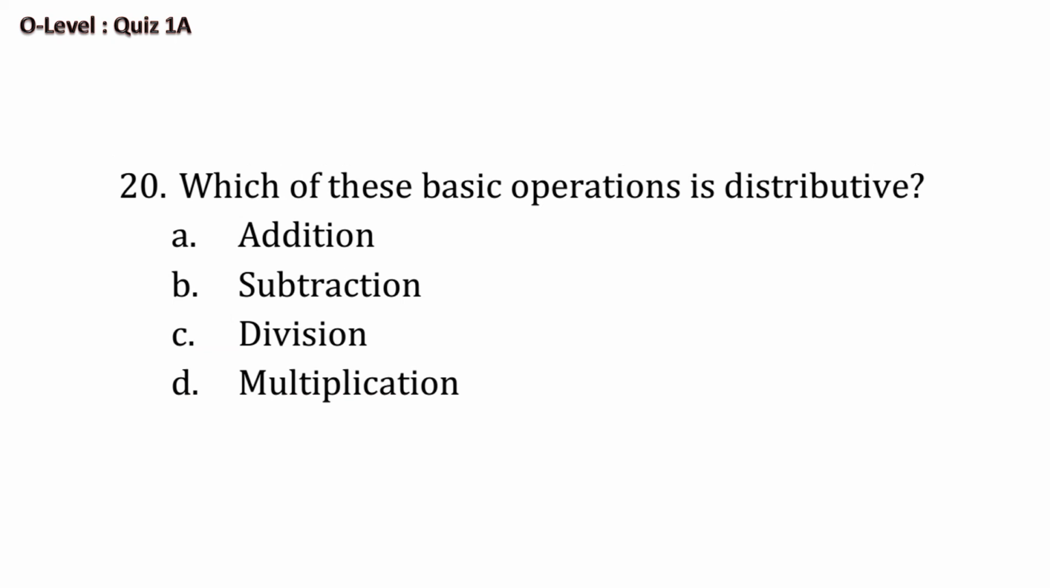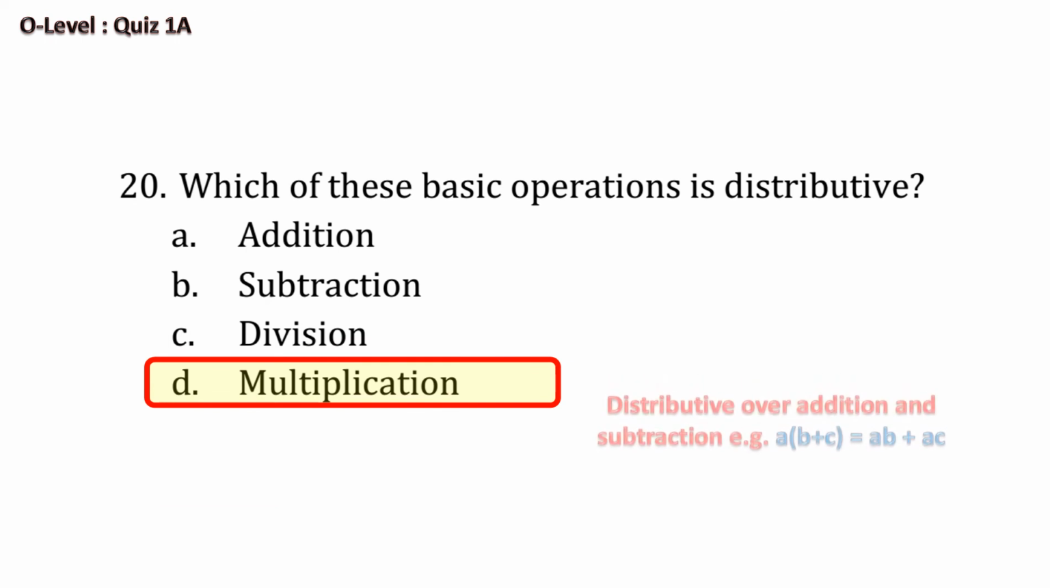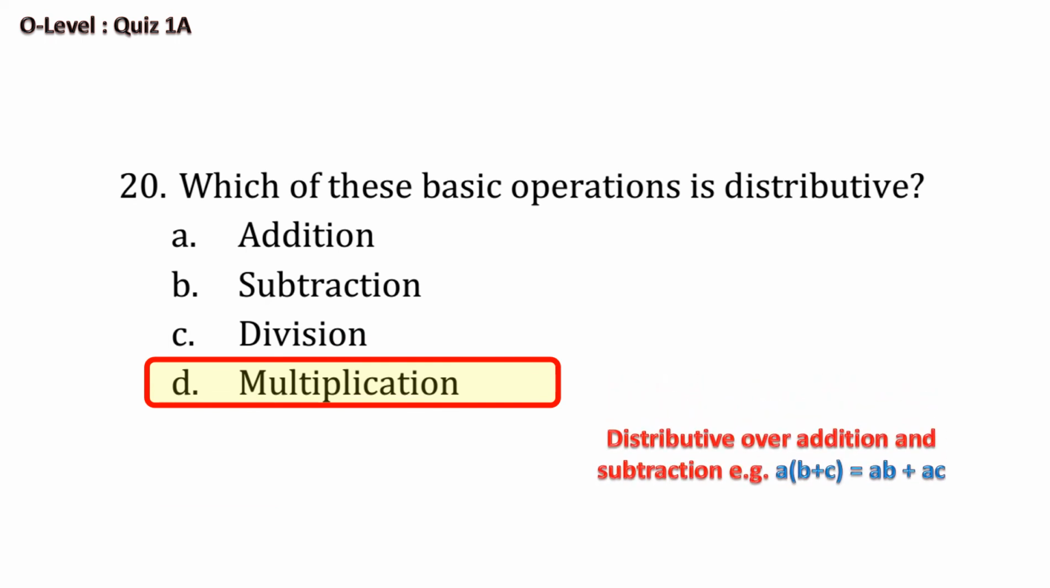Question 20, which of these basic operations is distributive? Multiplication is distributive over addition and subtraction, and only multiplication has this property. For example, A into B plus C is the same as A times B plus A times C. And you can see that example, the same with subtraction if you replace the plus by minus.